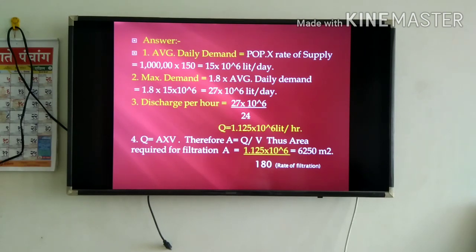Step number 4 is to find out the area. We know Q is equal to area into velocity. Therefore, A is equal to Q by V. Thus, the required filtration area A is equal to our calculated Q, 1.125 into 10 raised to 6 liter per hour, divided by 180, which is our rate of filtration. That gives the answer 6250 meters square. This is your area.